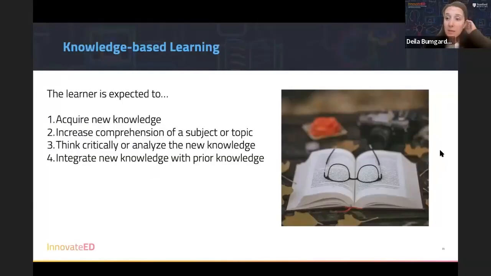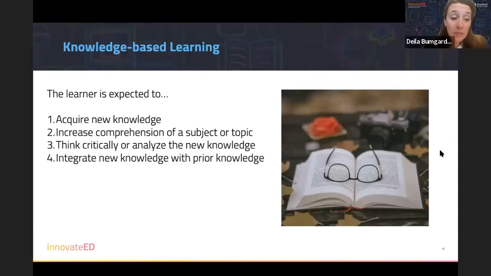For a knowledge-based learning objective, we expect our learner to acquire new knowledge. That's the modus operandi. The learner is usually also expected to increase their comprehension of a subject or a topic. It's very seldom, I think, in higher education and in medical education that we're starting from complete scratch. Somebody has already gone through a significant portion of their education. We are building on other subjects and topics that they have been exposed to in the past. So we're increasing their comprehension in many cases.